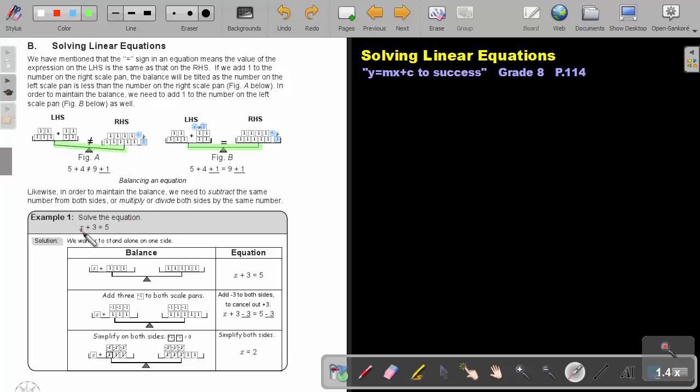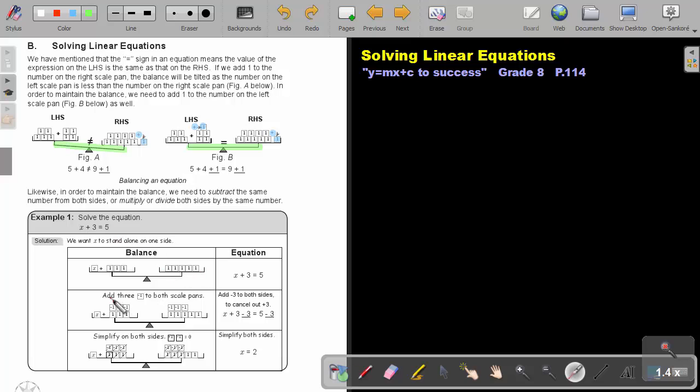Solve the equation x plus 3 equals 5. Now, we want x to stand alone on a side. So we want to get the value of x. So basically, we want to get rid of this plus 3. Okay, so let's look at the scale. There's the x, there's the plus 3, and on the other side is 5.